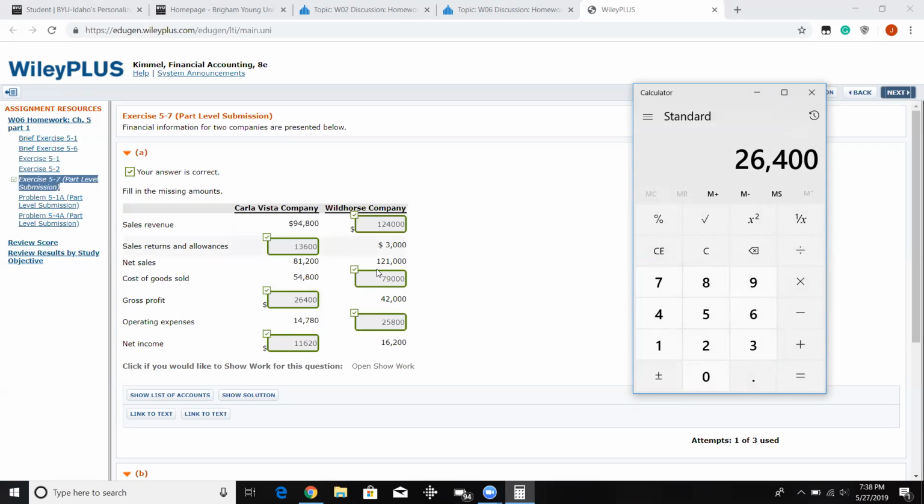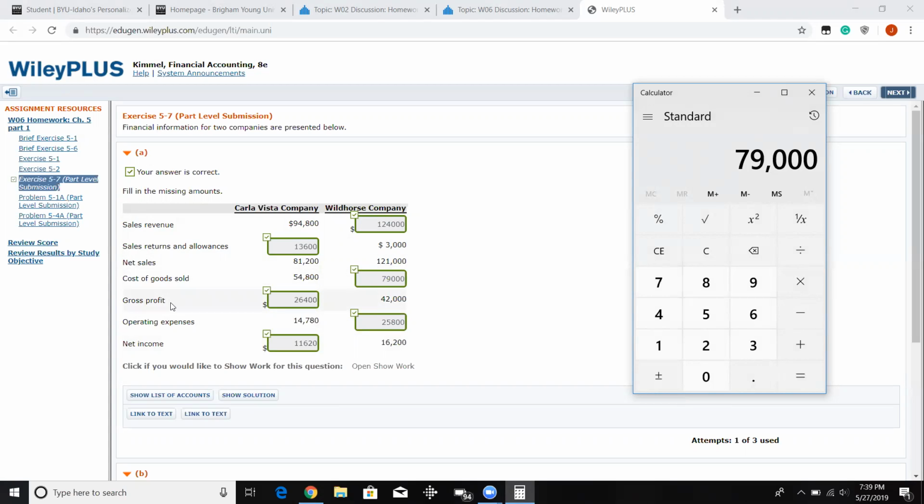For Wild Horse Company, we're going to take that 121,000 and subtract our gross profit of 42,000. That's going to give us our cost of goods sold at 79,000. As you can see, it's pretty simple. We're just taking our sales revenue and subtracting several things as we get closer and closer towards our net income.